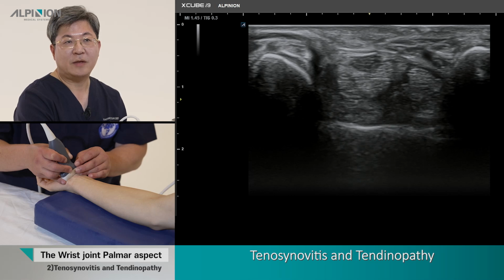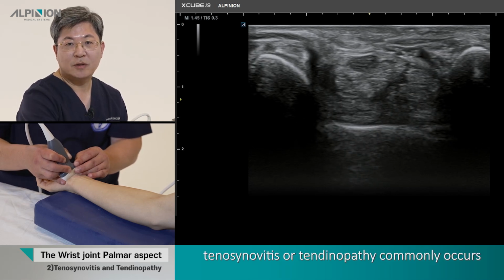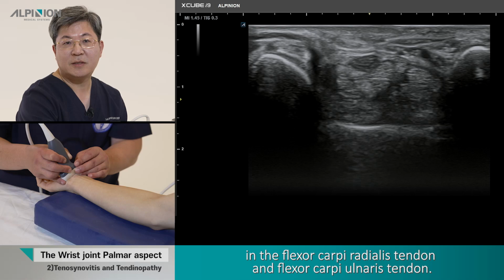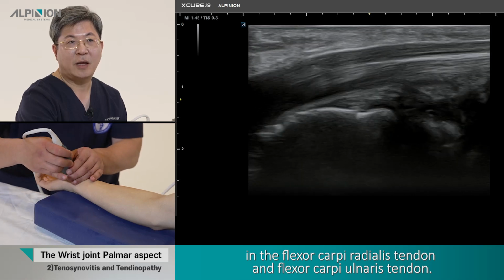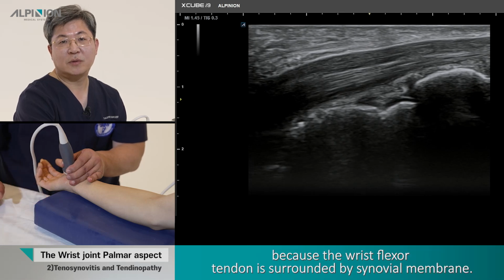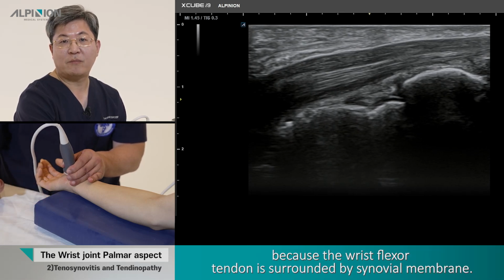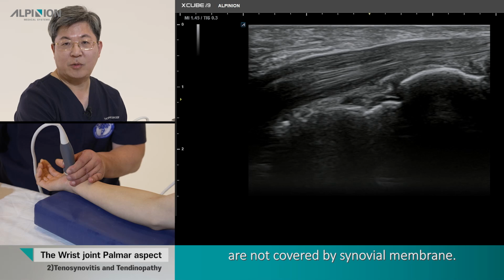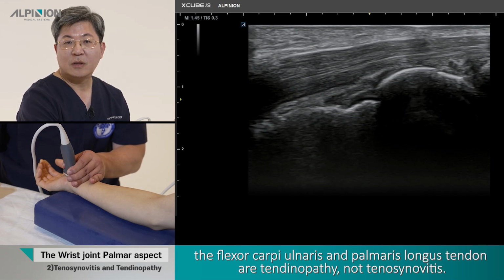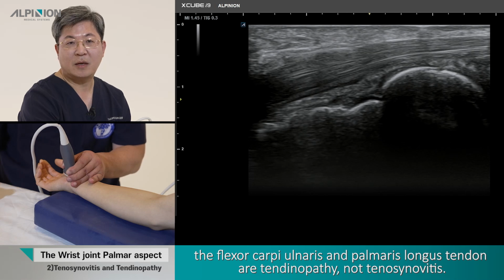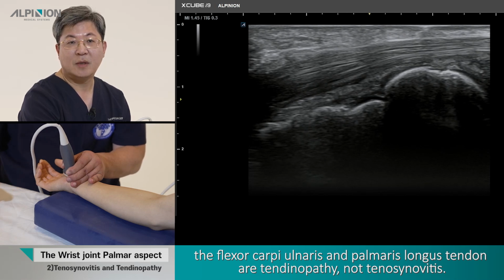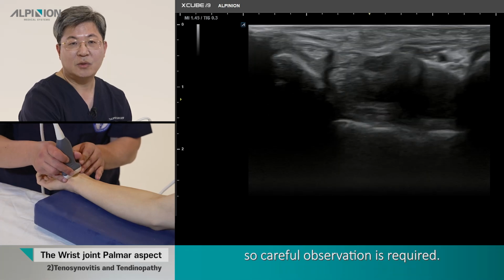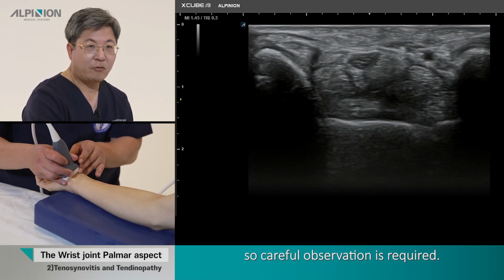Tenosynovitis and tendinopathy. Due to excessive use of the wrist joint, tenosynovitis or tendinopathy commonly occur in the flexor carpi radialis tendon and the flexor carpi ulnaris tendon. Tenosynovitis occurs because the wrist flexor tendon is surrounded by the synovial membrane. However, the flexor carpi ulnaris and the palmaris longus tendon are not covered by synovial membrane. Therefore, the flexor carpi ulnaris and the palmaris longus tendon develop tendinopathy and not tenosynovitis. Calcific tendinitis often occurs in the flexor carpi radialis tendon, so careful observation is required.